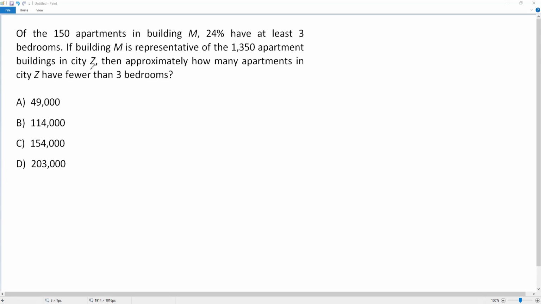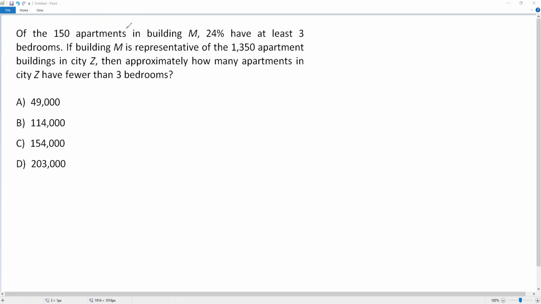Here, our first aim is to get the total number of apartments in city Z, and then we have to find the apartments in city Z which have fewer than 3 bedrooms. Okay, let's consider the first piece of information. In building M, we have 150 apartments in which 24% have at least 3 bedrooms.